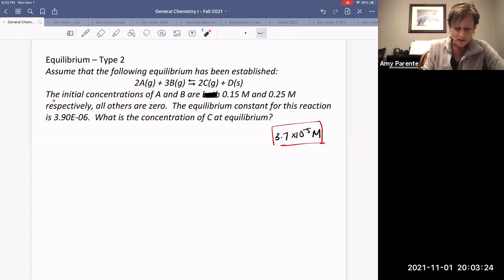So for this one, it tells you that the initial concentrations of A and B are these values given here. Everything else is 0. The equilibrium constant is given as 3.9 times 10 to the minus 6th. If you didn't know, remember when you see E minus 6, that means times 10 to the minus 6th. This problem is asking, what is the concentration of C at equilibrium? Okay, here's the value. So go ahead and try this problem on your own if you'd like. And when you're ready, either keep letting it play if you just want to see the solution, or pause and work on it and then let it play again to see the solution.